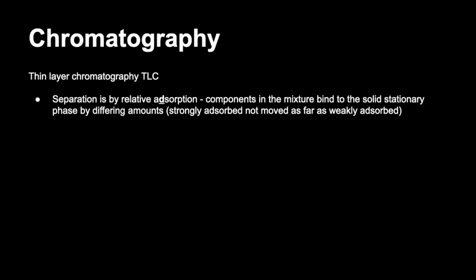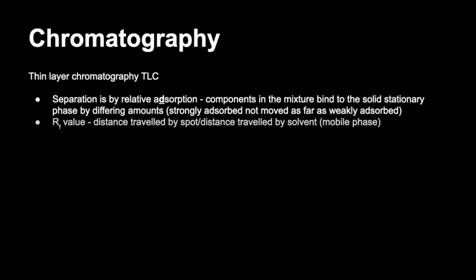Moving on to chromatography, so starting with thin layer chromatography, TLC. So the separation is achieved by relative adsorption. Just be careful there, you don't say absorption. So the different components in your mixture will bind to the solid stationary phase by differing amounts. So if it's strongly adsorbed, it's not moved as far up the plate as one that's weakly adsorbed. That gives you an RF value, which you can measure by taking the distance travelled by the spot and dividing by the distance travelled by the solvent, which is obviously your mobile phase.